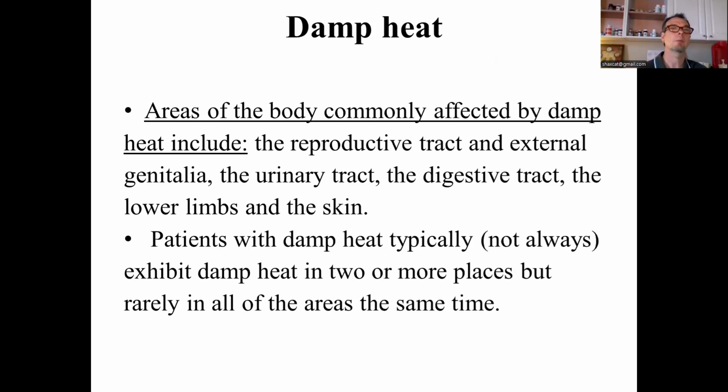Oh my gosh, damp heat again. The areas of the body commonly affected by damp heat include the reproductive tract, UTIs, external genitalia, you get an STD, and once again the urinary tract infection. But the urinary tract can lead right into the reproductive area. So that's where they're talking about that can get affected by damp heat.